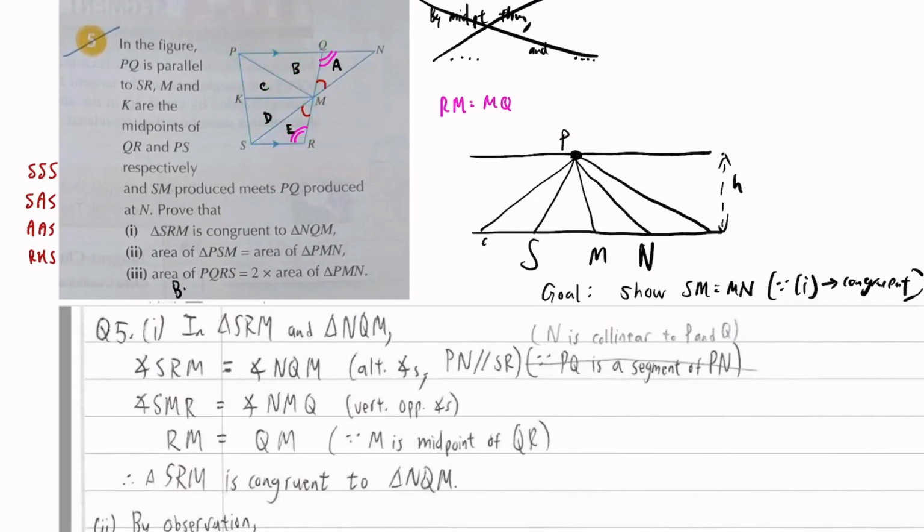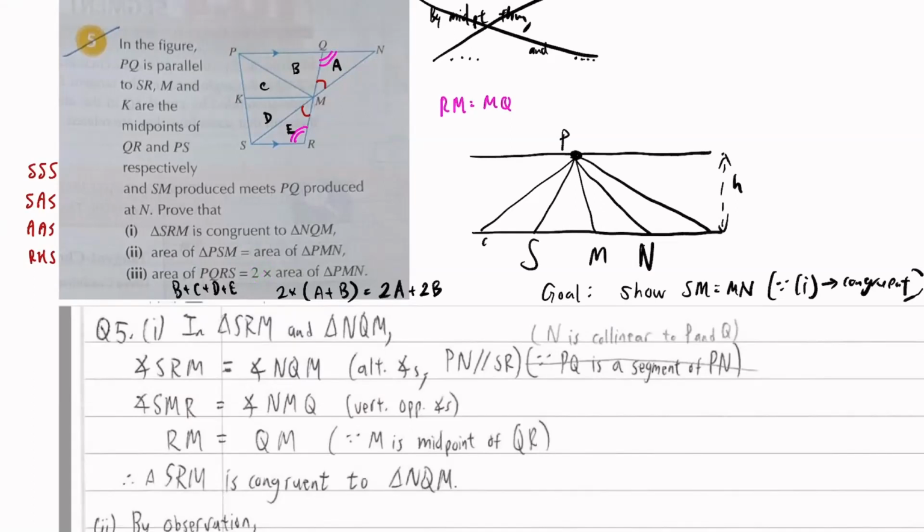So we can rewrite it as B plus C plus D plus E equals 2 times the area of triangle PMN, which is A plus B. So instead of arguing in terms of overlapping, we just do it in terms of algebra. We need 2 times. Okay, let's simplify this a bit. So we end up with 2A plus 2B.